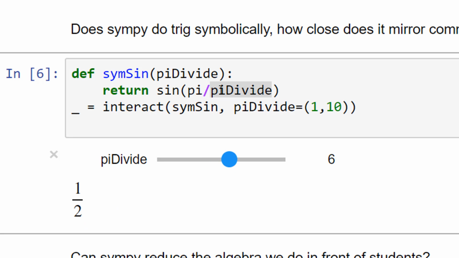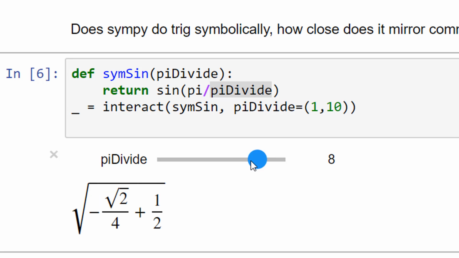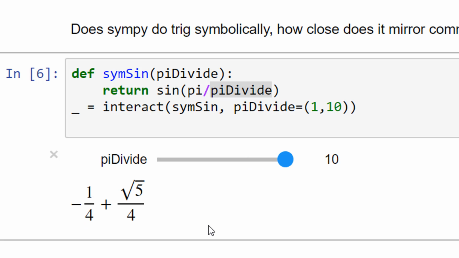Pi divided by 6 is 30 degrees, and that's a half. Yeah, that's pretty common. I use that. Pi divided by 7. Here, Sympy is just giving up and saying, I'm not even going to bother. I'm just going to repeat what you told me to do. Same thing here with pi divided by 8. I don't even know what that angle is. 9, 10. Yeah, so that's working.